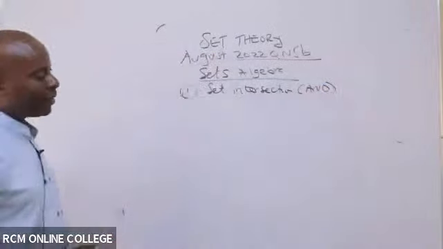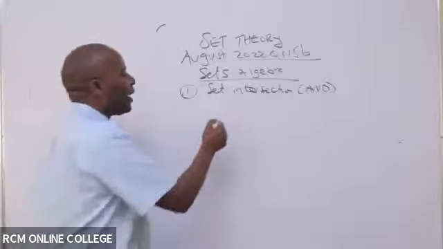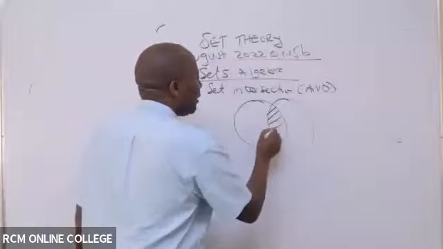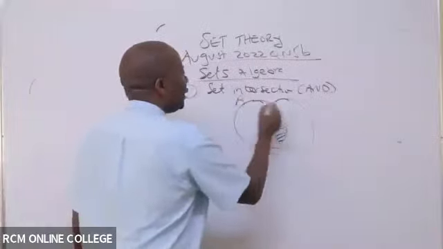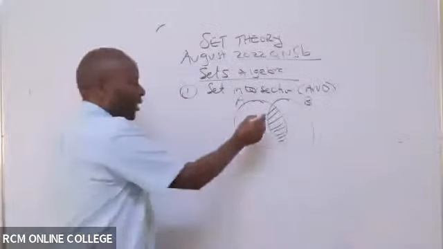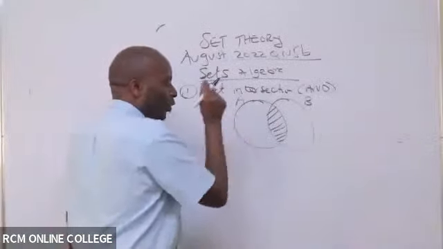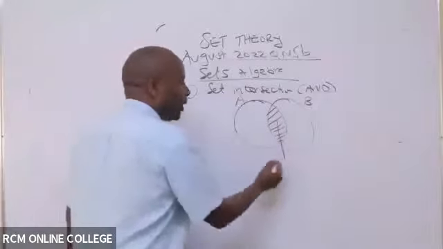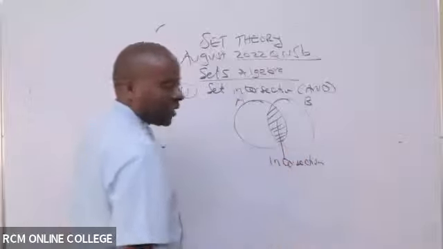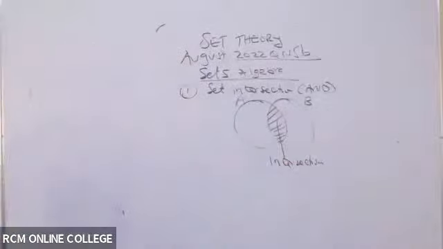So if, for example, you've got two sets here, this is A and this is B. The shaded area is the and area. So whenever we talk of and, this is the intersection. Whenever we talk of and, always think about set intersection, where two or more sets are intersecting.